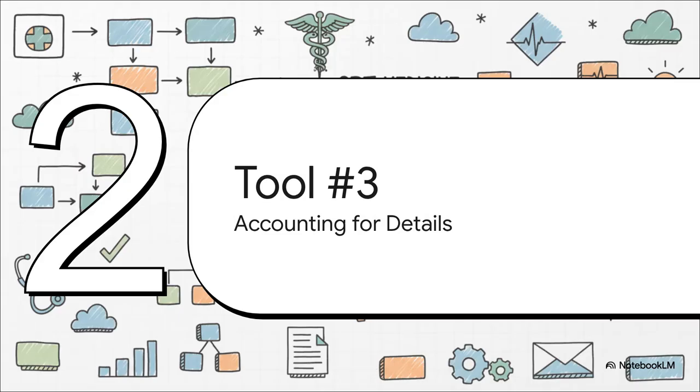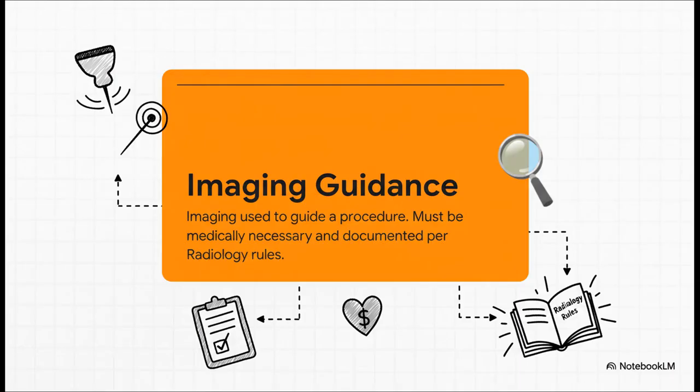Okay, moving on to our third tool. This one is all about accounting for the details. Those little things that can make or break the accuracy of your coding. First up, imaging guidance. Sometimes a provider uses imaging, like an ultrasound, to help guide a needle during a procedure. If they do, you can optionally report that guidance as a separate service.